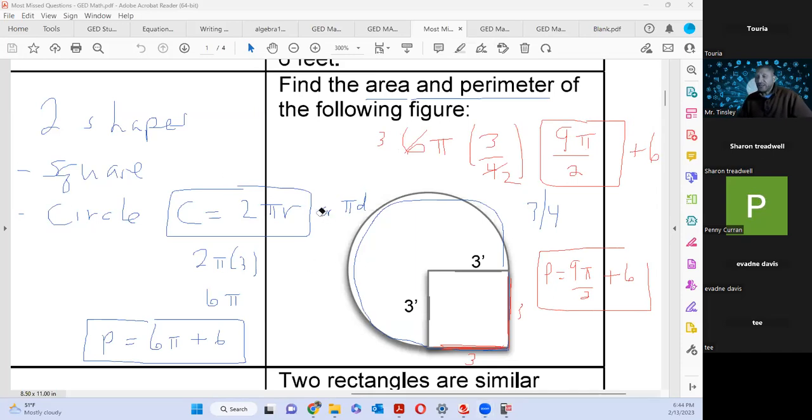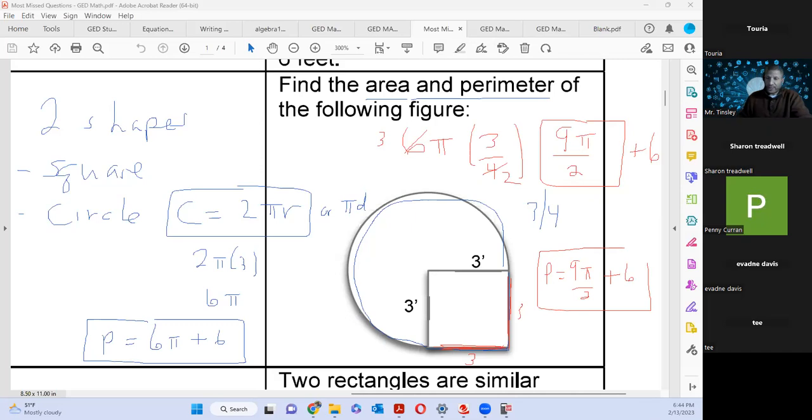I know you're sitting here thinking, oh my goodness, Mr. Tinsley, I would have never thought to do that problem. I don't know how you even did it. Again, it starts with small steps. Identify what's given. I have a circle. I have a square. How do I find the perimeter of a circle? Well, that's the same thing as circumference. So you start small first.